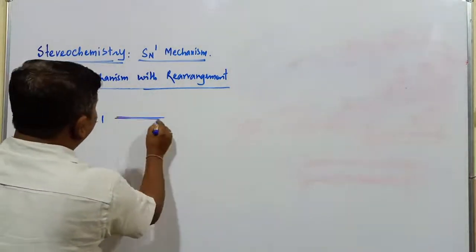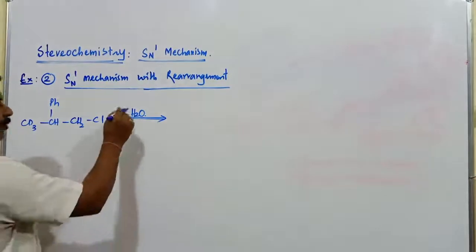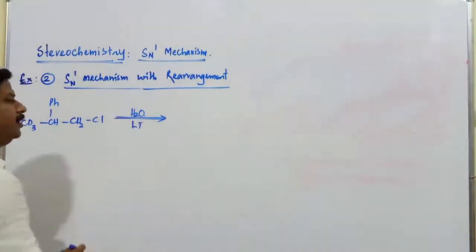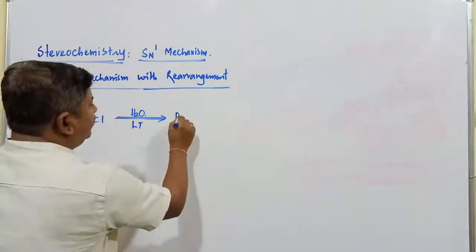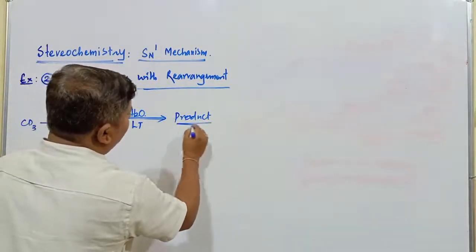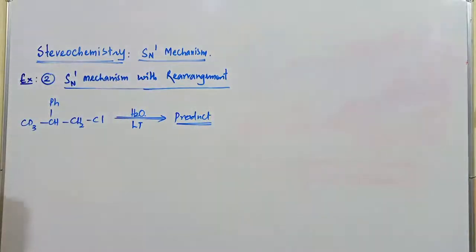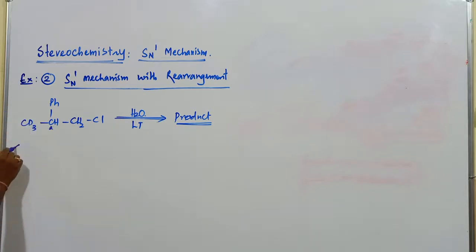If this particular molecule is in presence of polar solvent at low temperature, no doubt it undergoes SN1 mechanism. Then what is the product? Whether it forms only retention of configuration or inversion of configuration or racemic mixture. Now this is the molecule where this carbon atom is the chiral carbon atom. What happens in the first step?